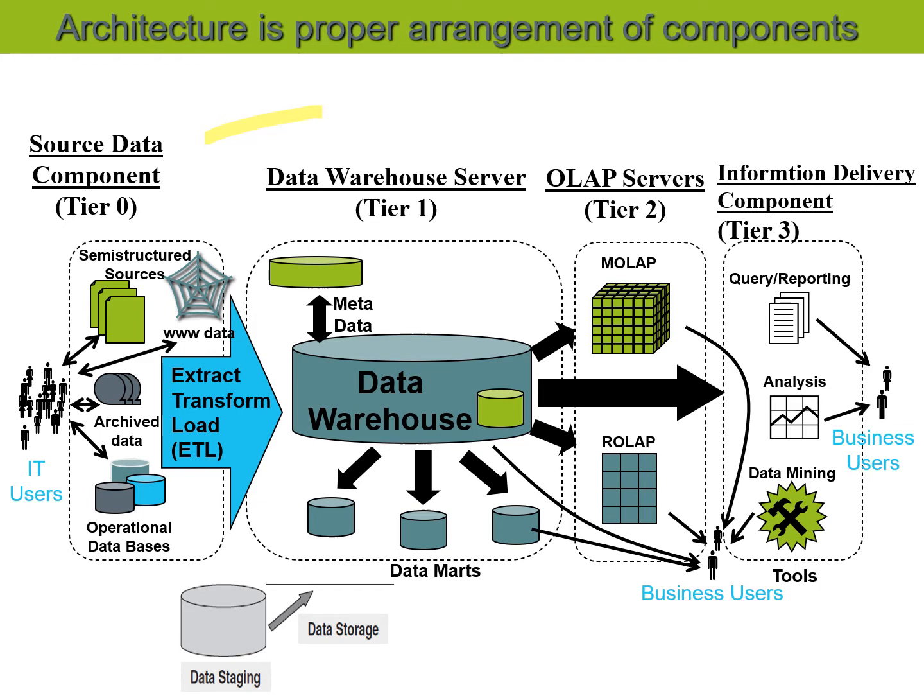So there can be multiple tiers in it. First is the source data component. Here there are many sources, and the sources can be semi-structured. Data can be taken from the web, from archived files as well, and from operational databases. Then data will be moved to a separate staging area. There should be an arrow like this, and in this staging area, the actual transformation of the data takes place before loading it into the data warehouse.